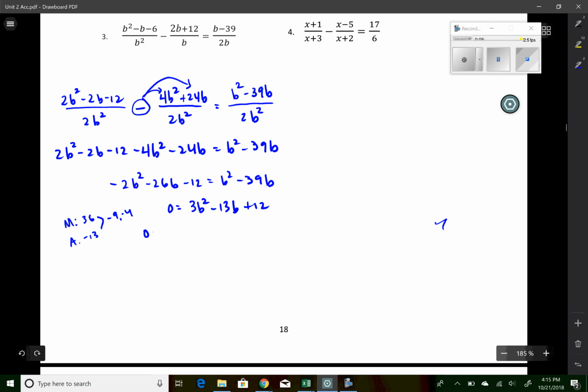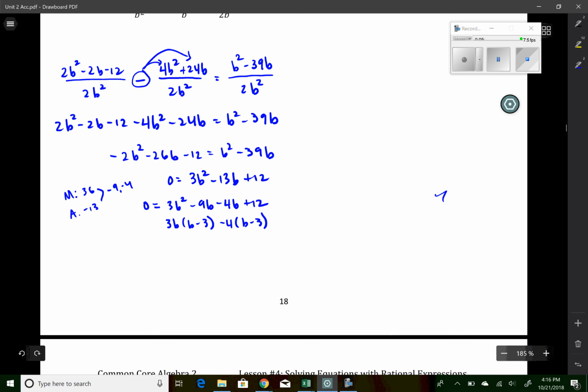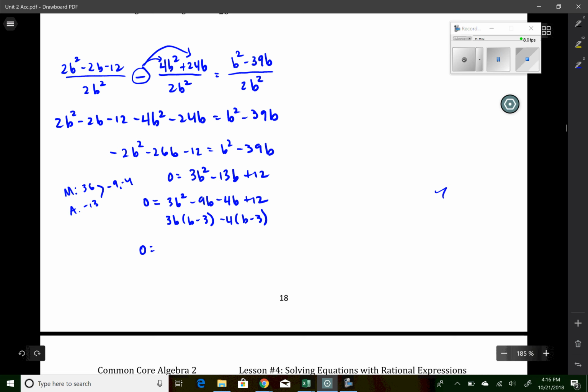So if we split this up using the AC method, I get 0 equals 3b squared minus 9b minus 4b plus 12. GCF of the first two terms is 3b, leaving you with b minus 3. Negative 4, leaving you with b minus 3. And you wind up getting the two factors here of 3b minus 4 and b minus 3. Therefore, b is equal to the solutions of 4/3 and positive 3.